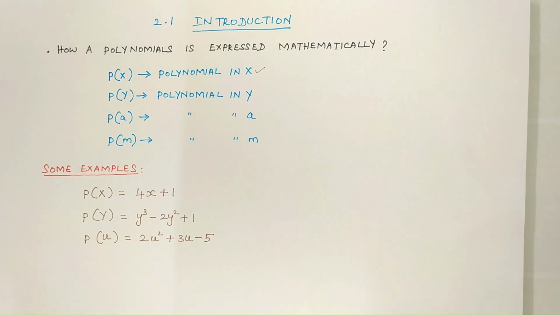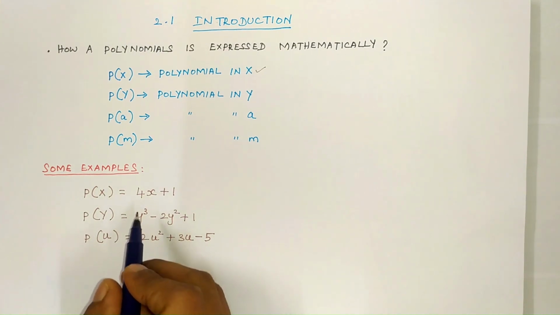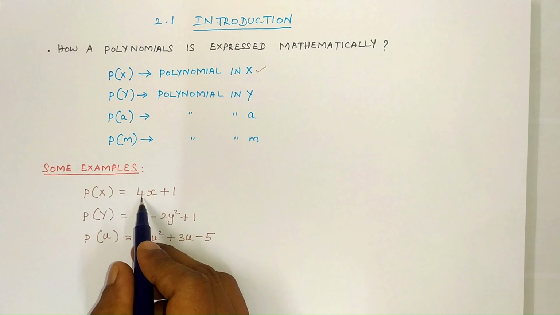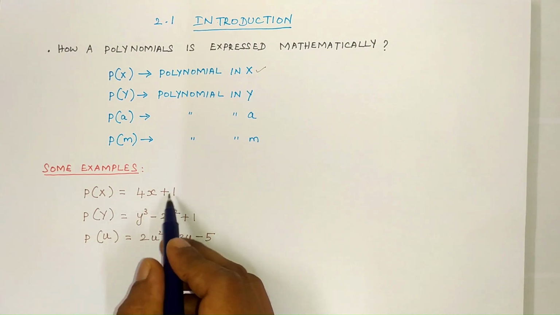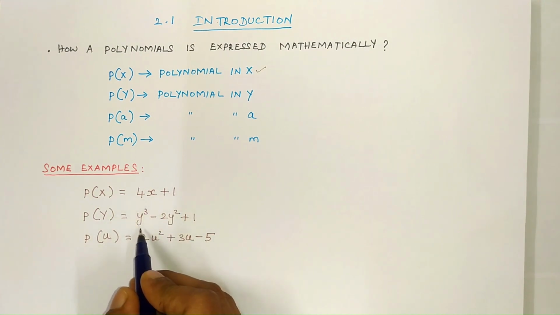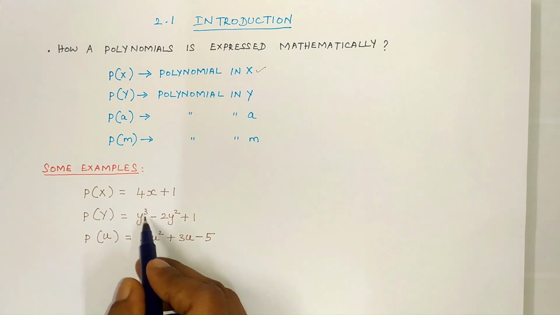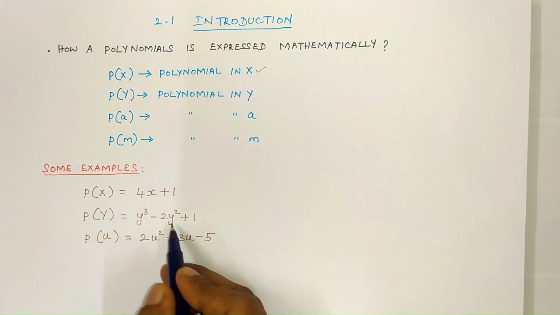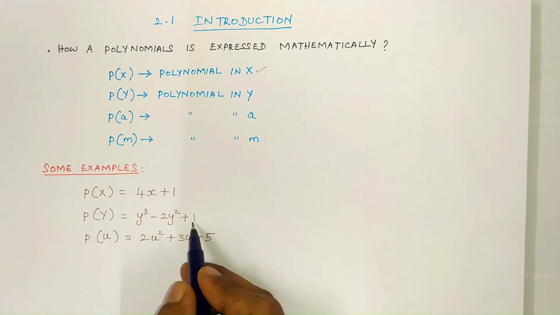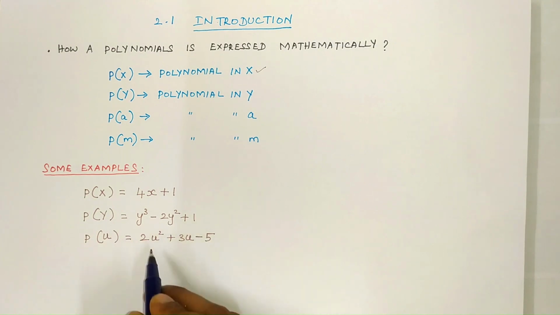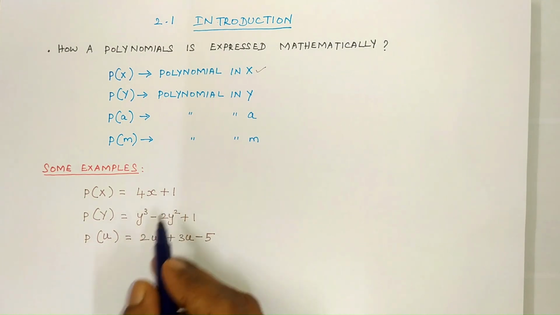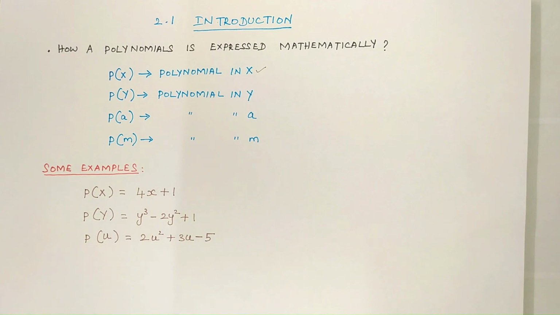So here we can see some terms. Here there are two terms: 4x is one term, plus 1 is another term. In p of y, y cube is one term, minus 2y square is the other term, plus 1 is one more term. Here also we have 3 terms. Here we have 2, here we have 3, here also we have 3 terms. Okay, so now I am going to explain what these terms are.